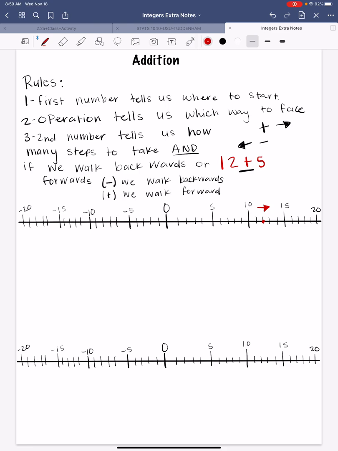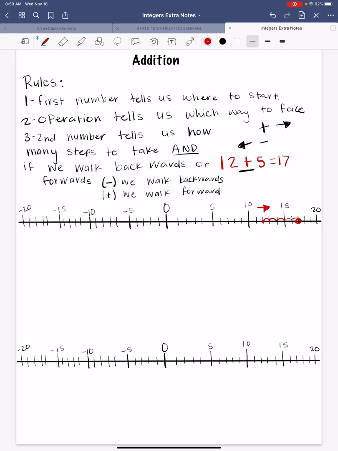So for this problem that we're working with, it's a positive number, so we're going to walk forward. We're facing this way, and we're just going to take 5 steps. 1, 2, 3, 4, 5. And we are at 17. Okay, on the next example, we'll talk about what it's like if we need to walk backwards, but let's do this one with a chip and tile model really quick.